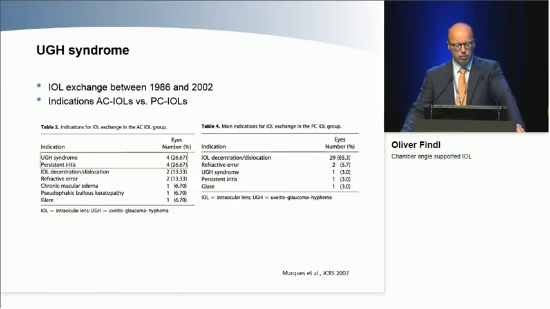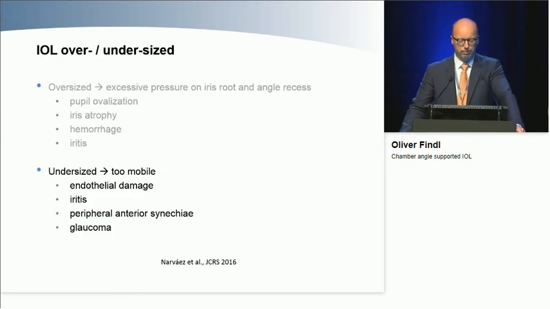Here the reasons for IOL exchange between 86 and 2002, and you can see for posterior chamber lenses it was usually decentration, dislocations or refractive errors, and for the ACIOLs which needed to be explanted, it's UGH syndrome and persistent iritis in these cases that were the main reason.